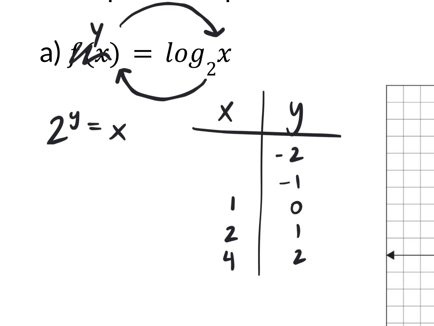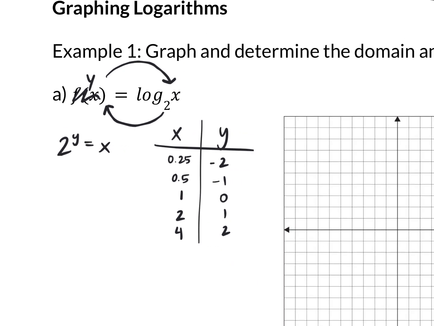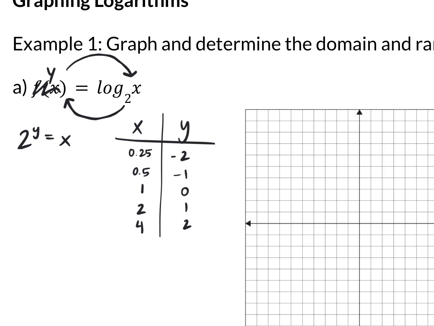So at negative 1, what's my value going to be? 0.5, and my negative 2 would be 0.25, okay? So now let's plot these points and see what it looks like. So my x values are 0.25, negative 2, negative 1, and 2.